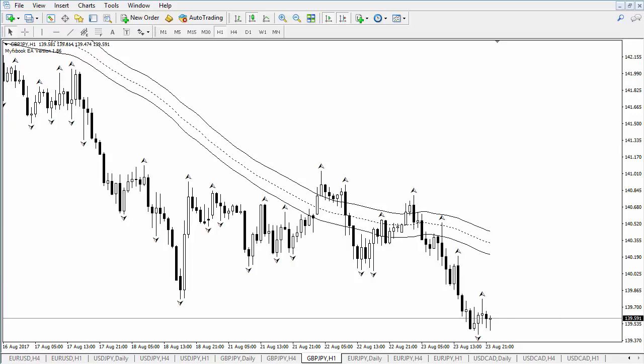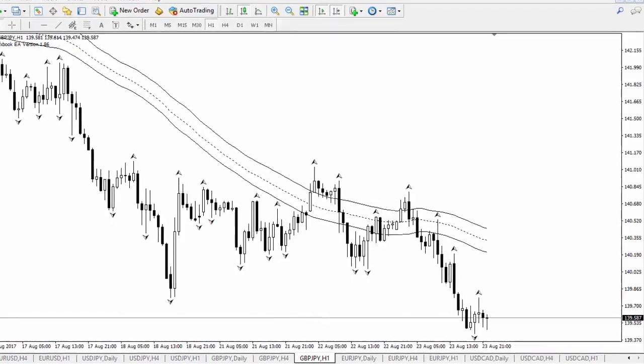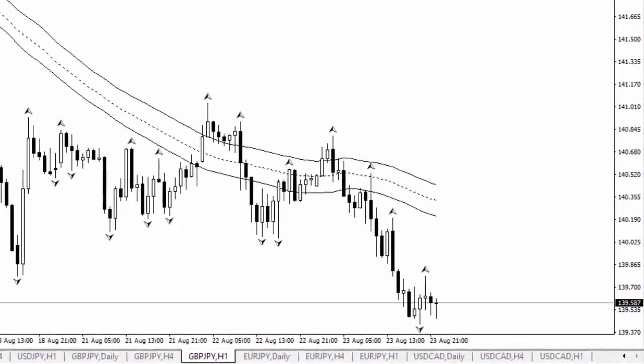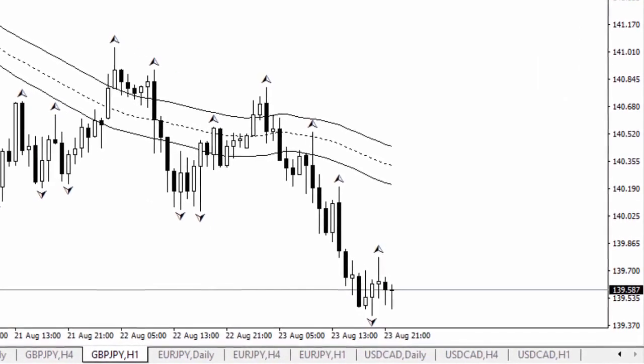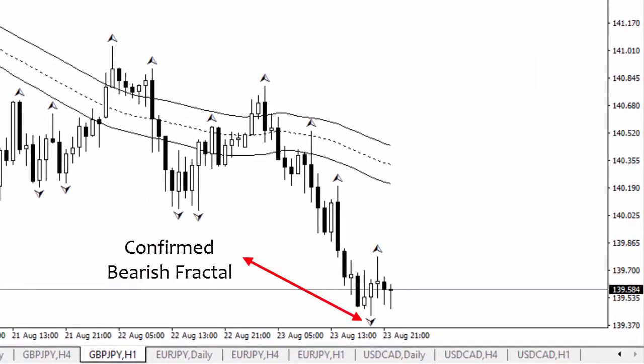Now, the next step in this strategy's low risk, high probability trade setup identification process is to wait for the formation of a bearish fractal on the 1-hour time frame. Identifying a confirmed bearish fractal on this 1-hour chart is going to help me to pinpoint the exact price level where I'm going to place my sell stop pending order. But here's the thing, I actually do not need to wait for the formation of any bearish fractal now, simply because a confirmed bearish fractal has already been formed on the 1-hour time frame of the GBP-JPY currency pair, as you can see on the screen.